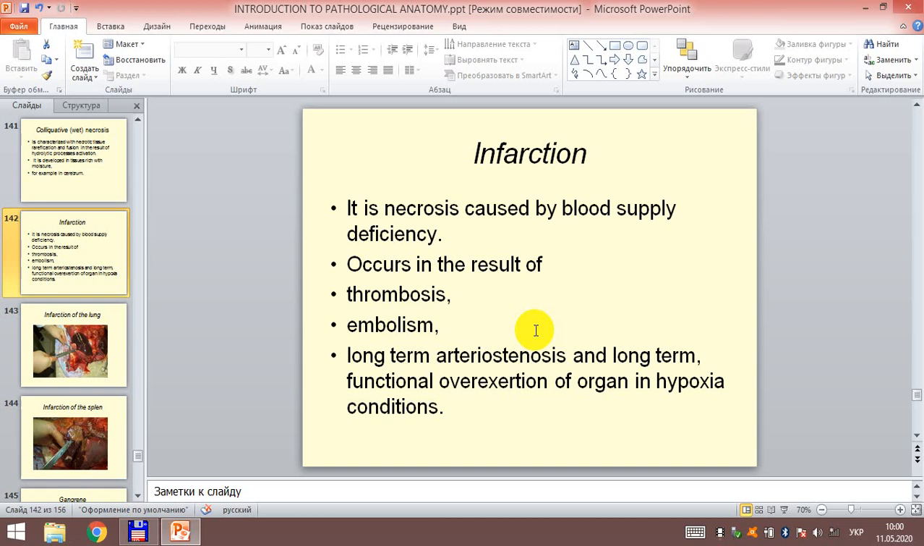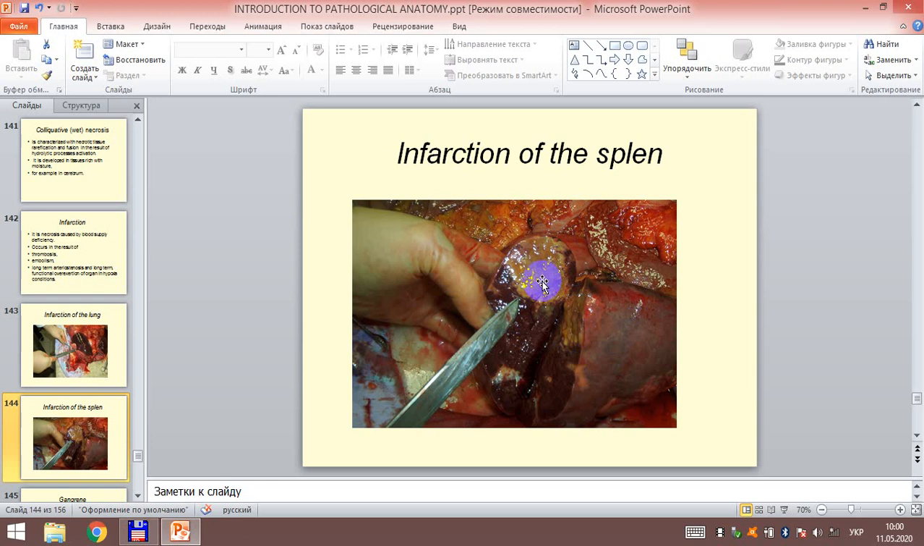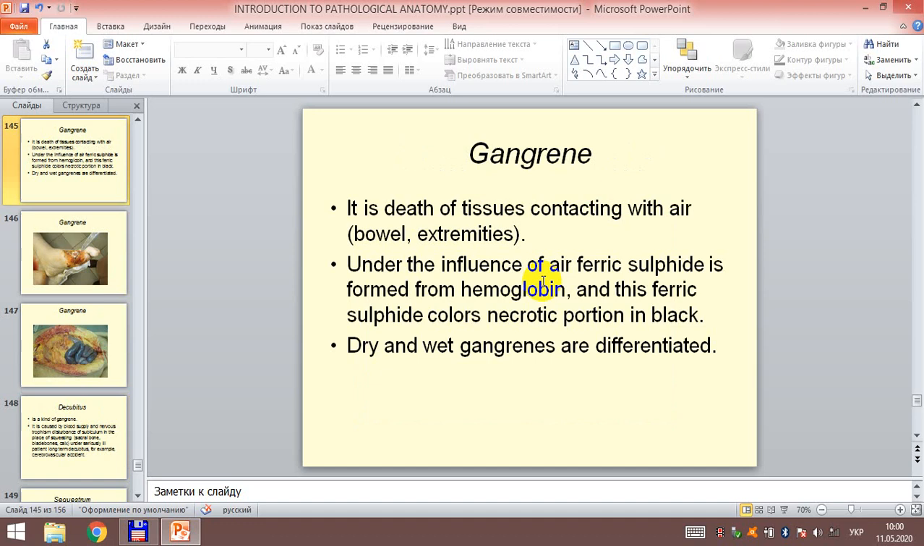In this picture, you can see signs of infarction of the lung, red color, red infarction. This is infarction of the spleen, white infarction. Gangrene is death of tissues in contact with air: bowel, extremities. Under the influence of air, ferric sulfide is formed from hemoglobin, and this ferric sulfide colors the necrotic area black. Dry and wet gangrene are differentiated.